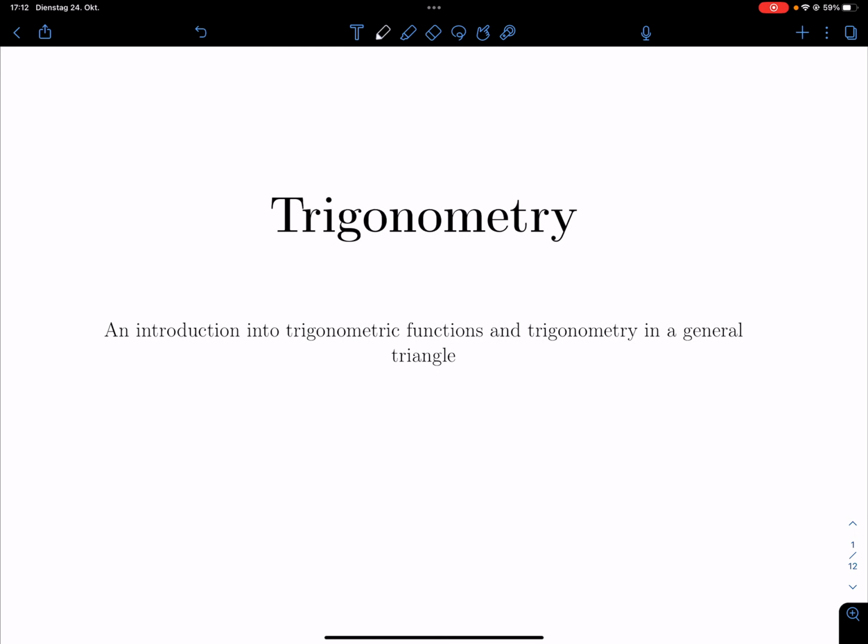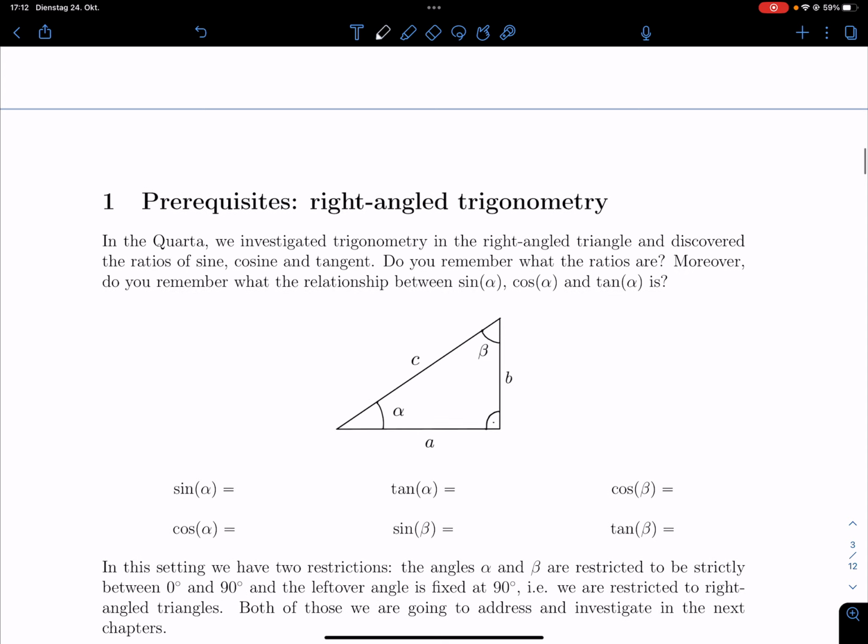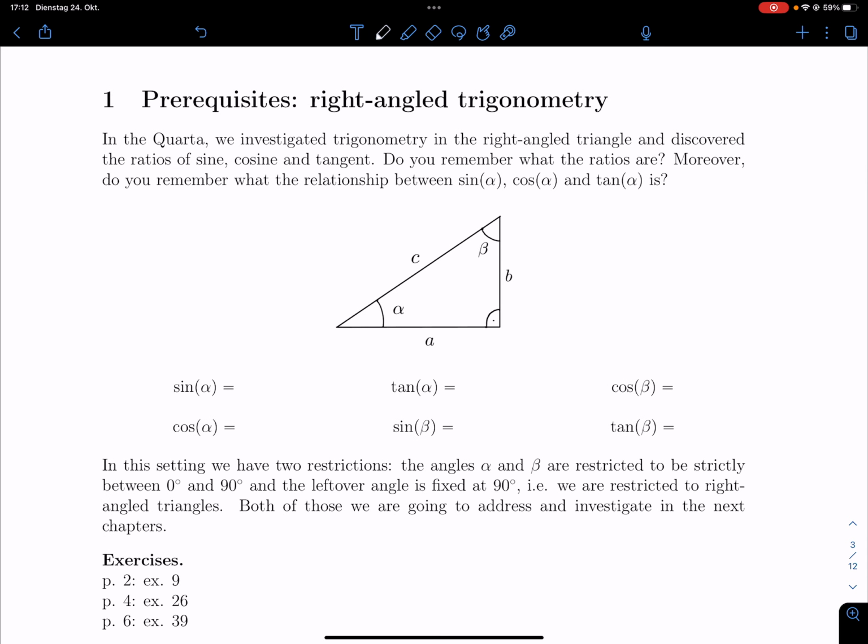In this video I'll briefly go over the trigonometry script and fill out the script with you, or you can just watch it. If you want to skip to a specific chapter, you can do that using the chapter function on YouTube. The chapters should be indicated. All right, let's dive right in with the first chapter, the prerequisites from the quarta.